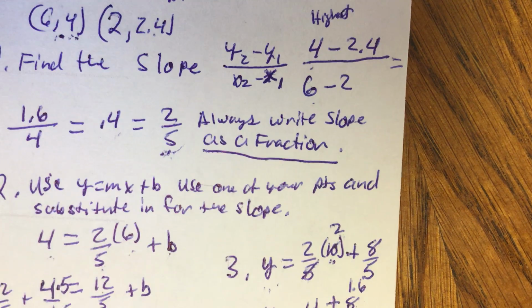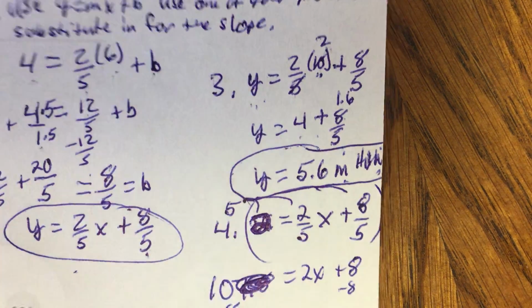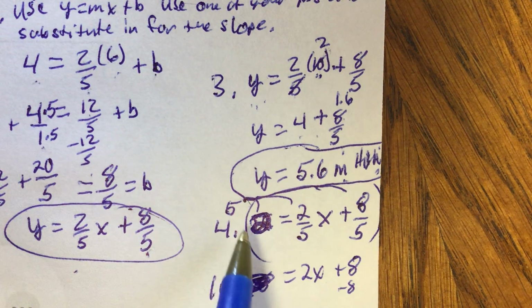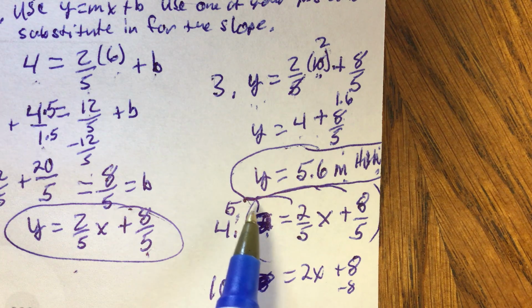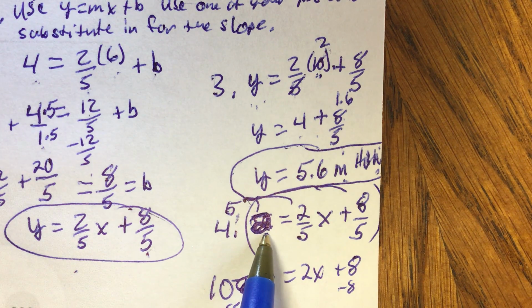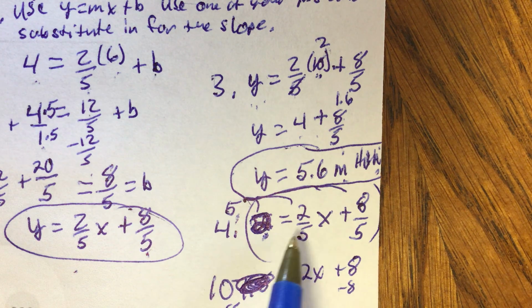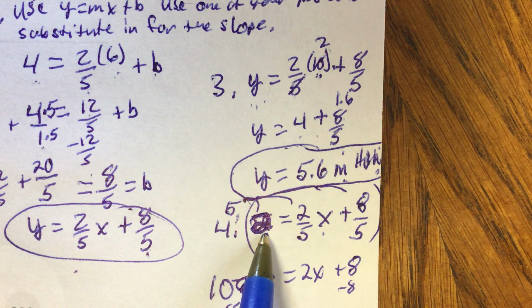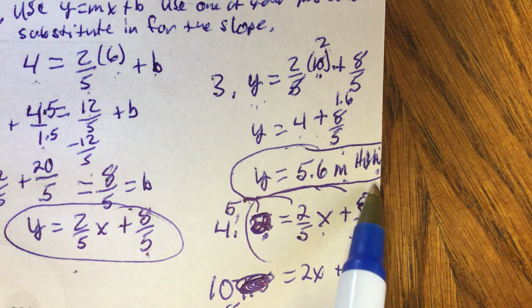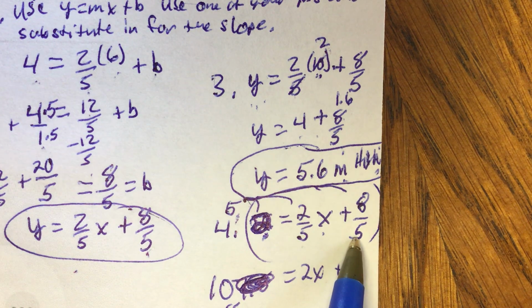So still using the same equation I just had, I'm going to substitute in 2 for y, because I want to know when the height is 2, what is the diameter? So I'm going to substitute in 2 for y.